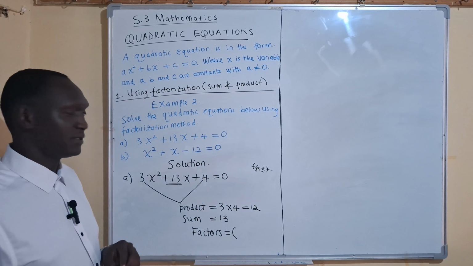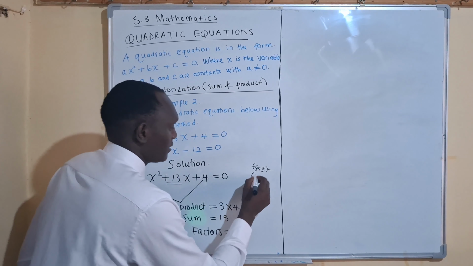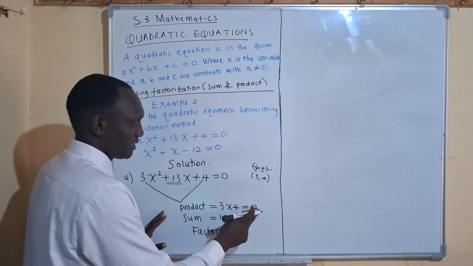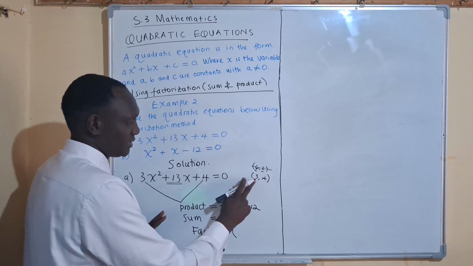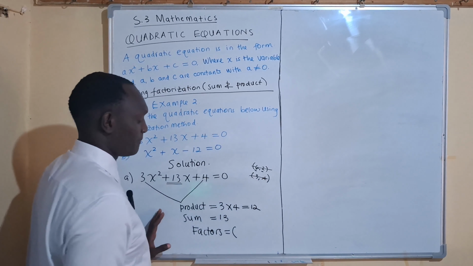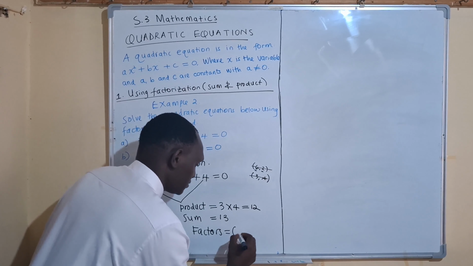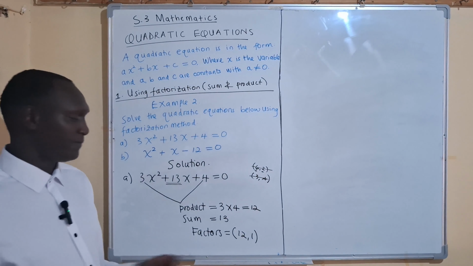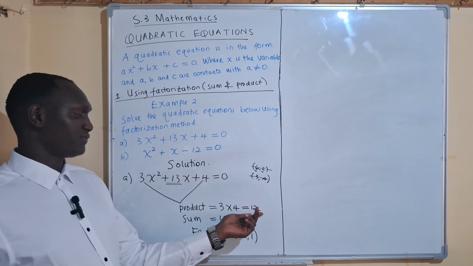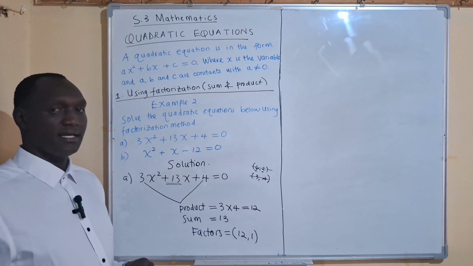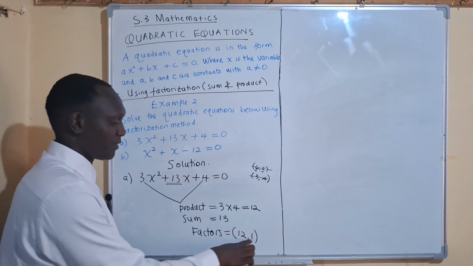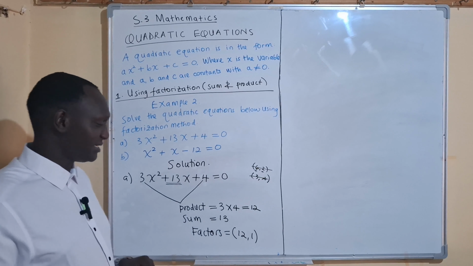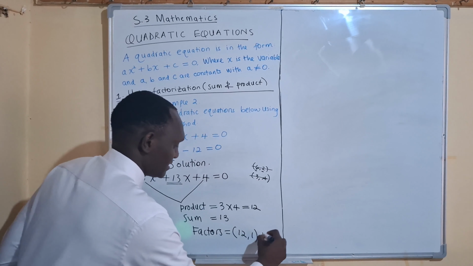What about 3 and 4? 3 times 4 is 12, correct. But how about the sum? 3 plus 4 is 7. Wrong. What about 12 and 1? Let's try 12 and 1. 12 times 1 is 12, which gives us the product. 12 plus 1 is 13, which gives us the sum part. So these are the factors.